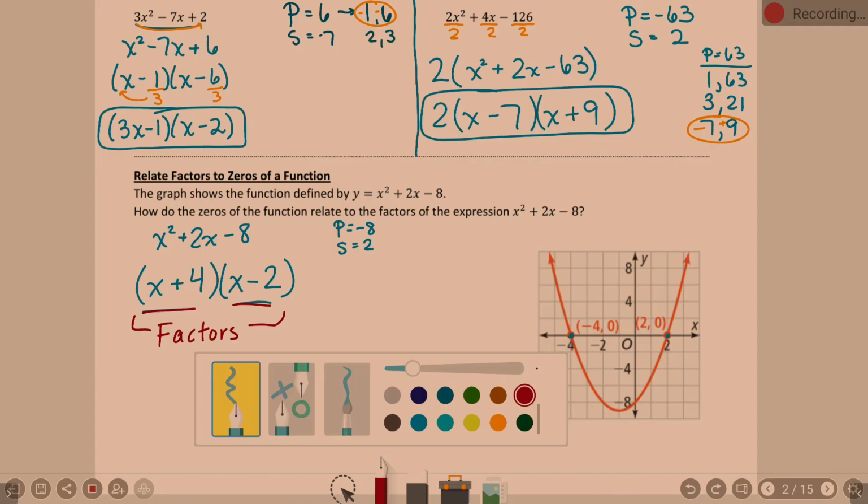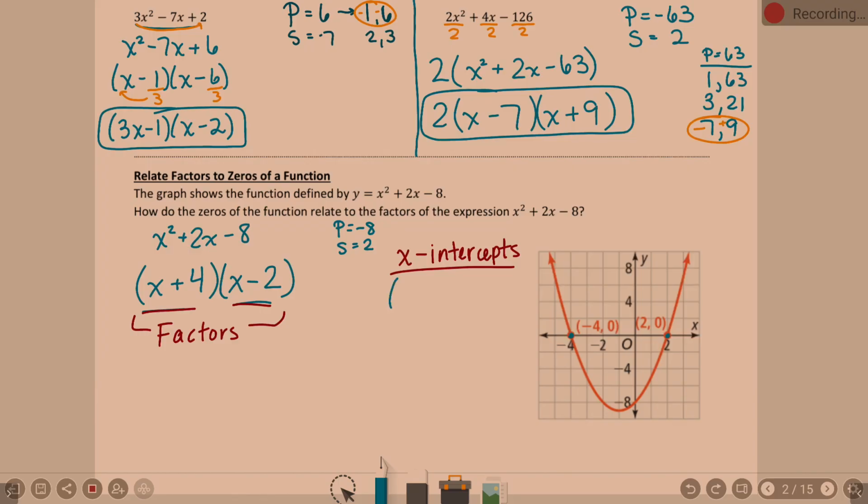So let's talk about x-intercepts. According to the graph, my x-intercepts are (-4, 0) and (2, 0). Well, are you starting to see a connection? There's a connection there. There are some of the same numbers.